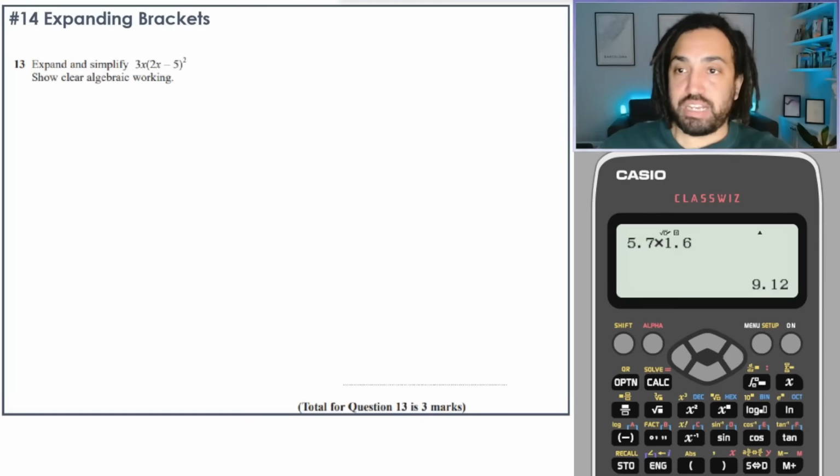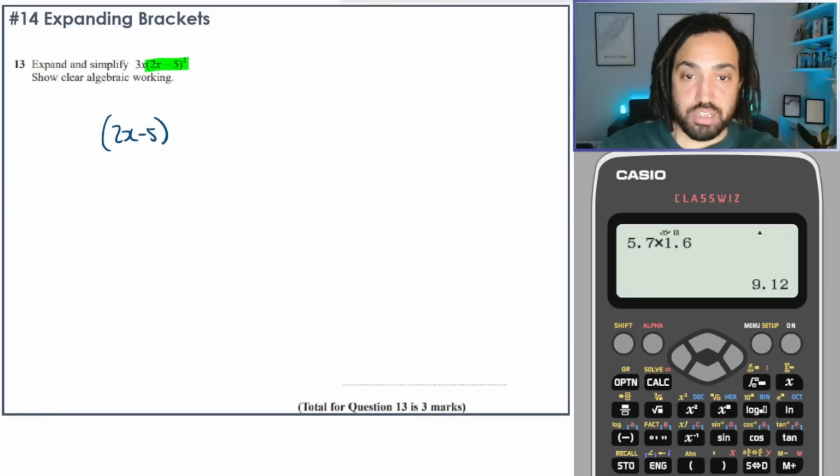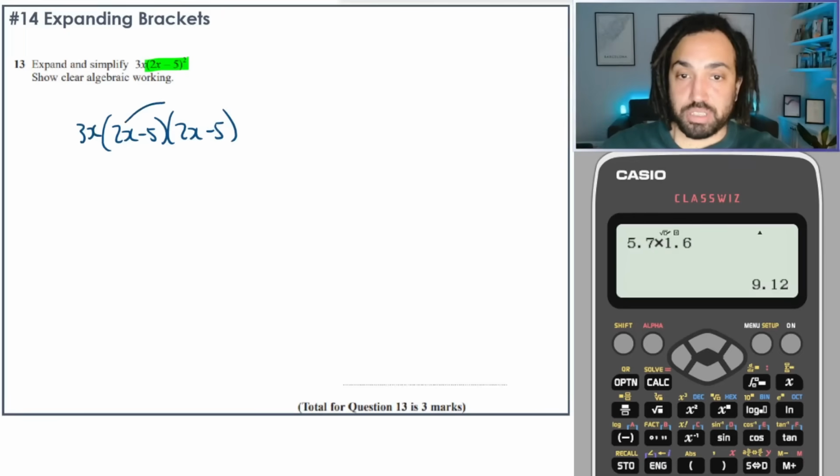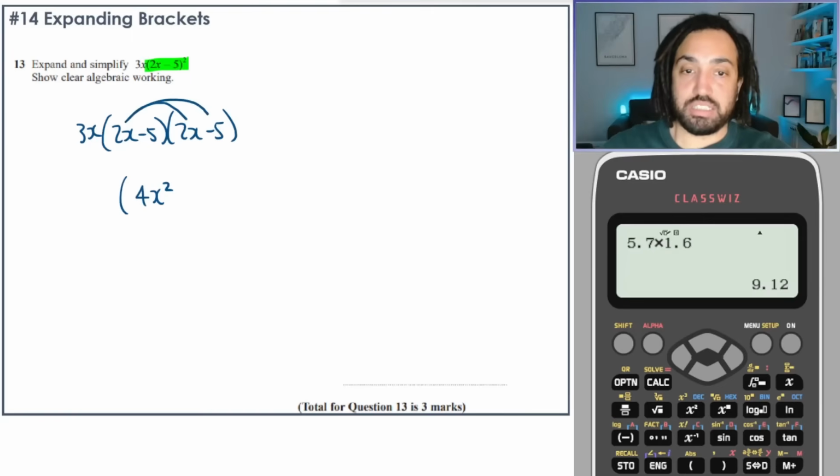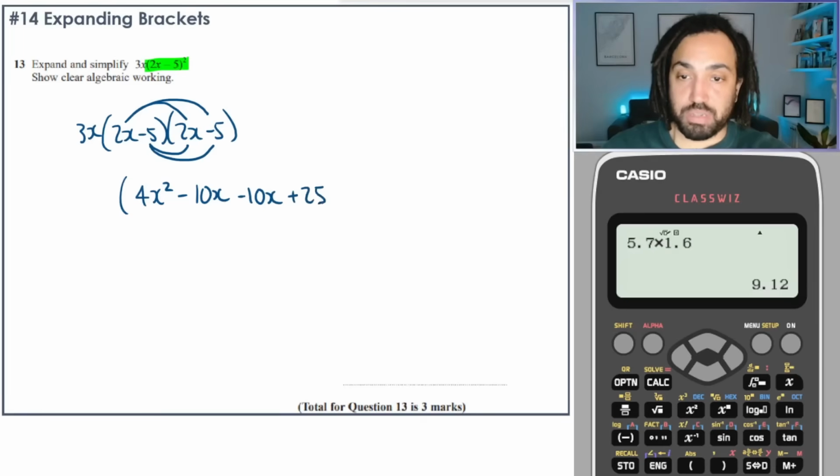Okay, expanding brackets. I am going to start with the square bracket here, which will be 2x minus 5 times by itself. So it'll look like this. Okay, so let's expand that out. First off, that's going to give me 4x squared, because there are two x's, so it makes x squared. That's going to give me minus 10x. This is going to give me another minus 10x. And this is going to give me two negatives multiplied together to make a positive, so plus 25. And I've still got this 3x there.